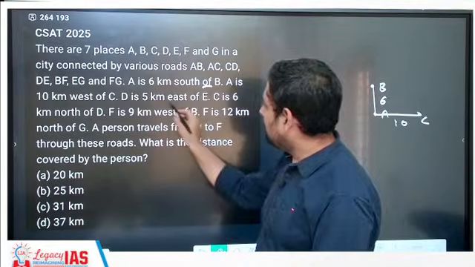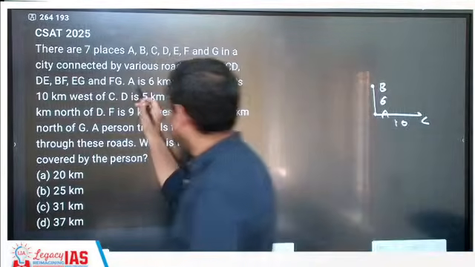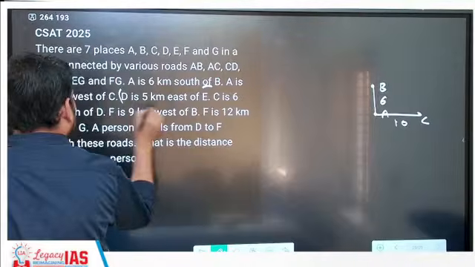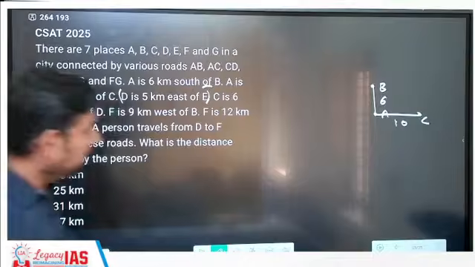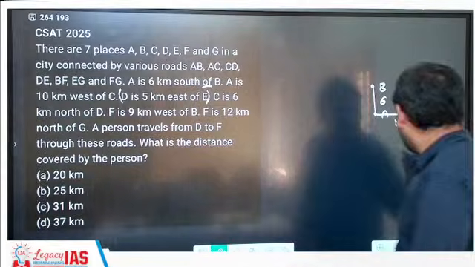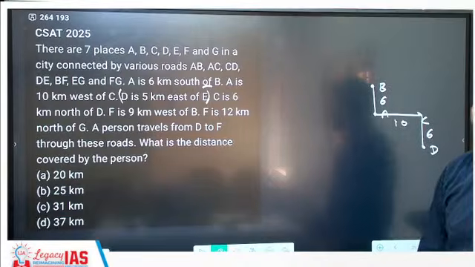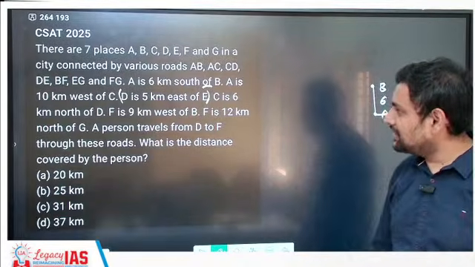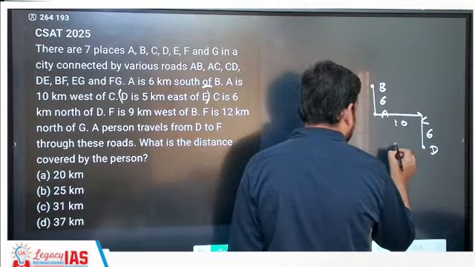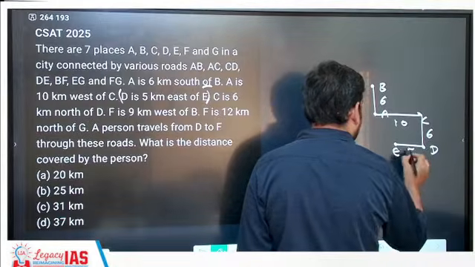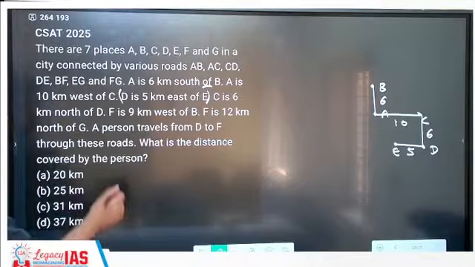Then D is 5 kilometers east of E. Now D and E are both not there, so just leave it for some time. I will come to this later. Then it says C is 6 kilometers north of D. So this is D, this is 6. Now I can get back to it actually. D is 5 kilometers east of E. So D is in the east of E, correct? So here somewhere you will have E, and D is 5 kilometers to the east of E.